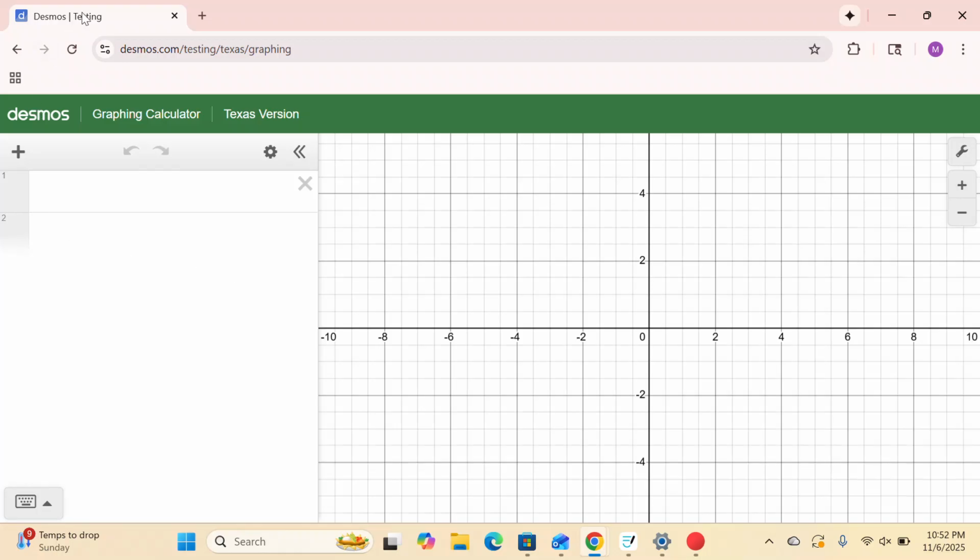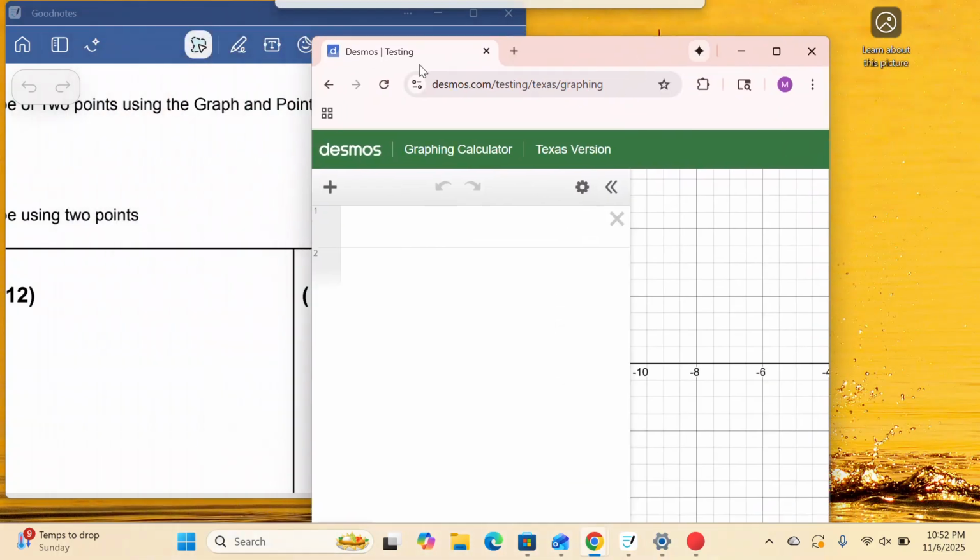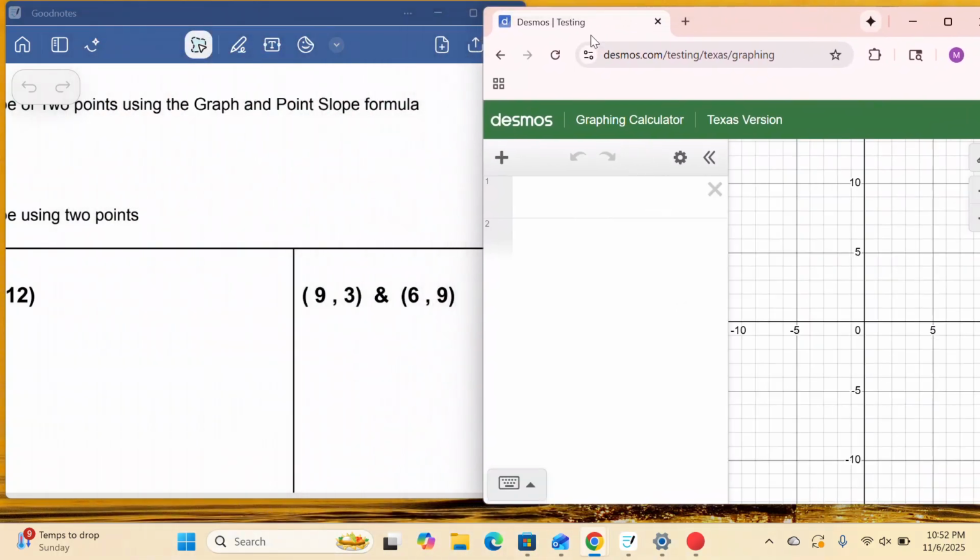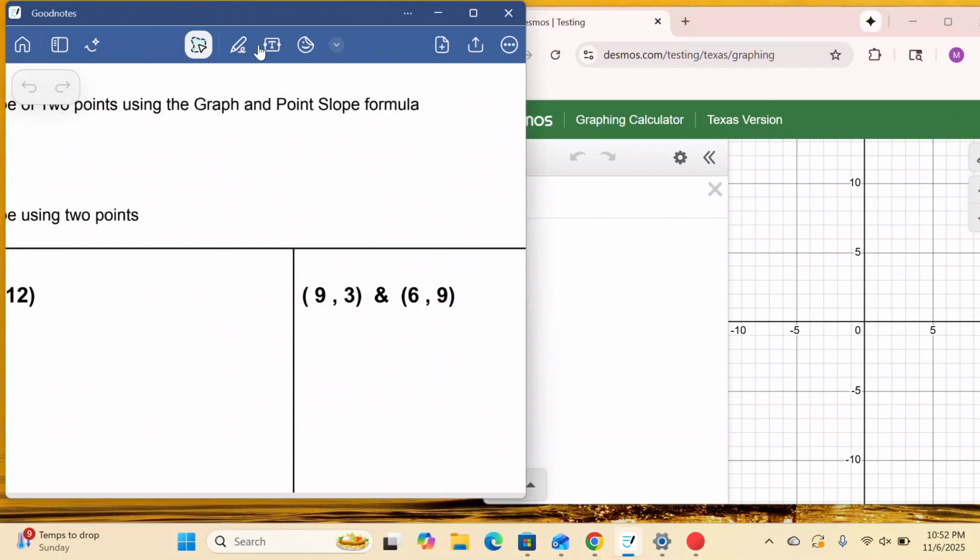So what I'm going to do is drag this calculator because I love to work side by side with the calculator, and I like to work side by side with my notes. So I'm given a point here. I'm actually given 2 points.